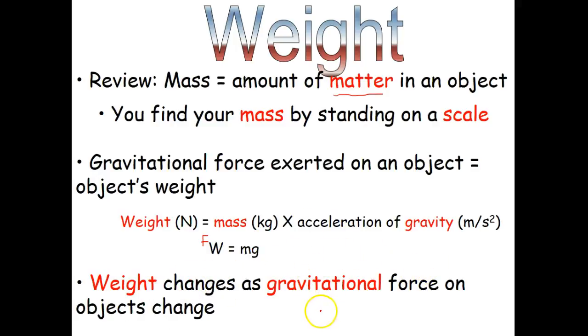So for example, your mass on Earth is going to be the same as your mass on the moon. It's never going to change because your mass is your mass. But as you go to the moon, for example, your weight will be different because the acceleration due to gravity on the moon is way less. Okay, if you went to Jupiter, the acceleration due to gravity on Jupiter is way more than Earth, and so your weight would be greater.